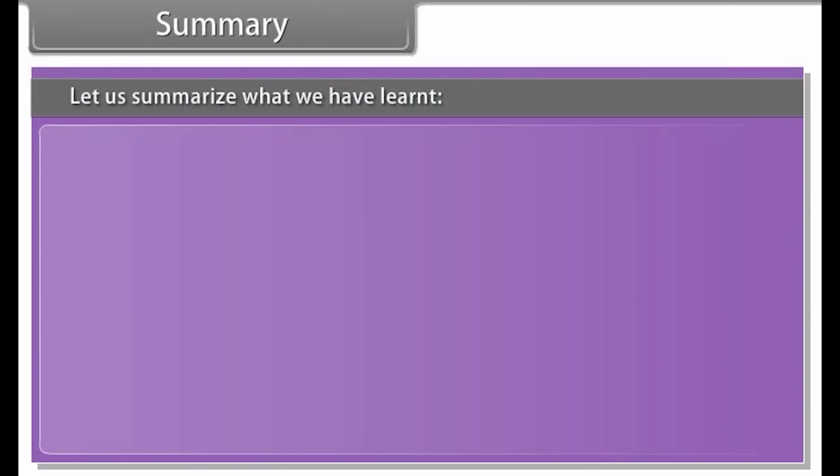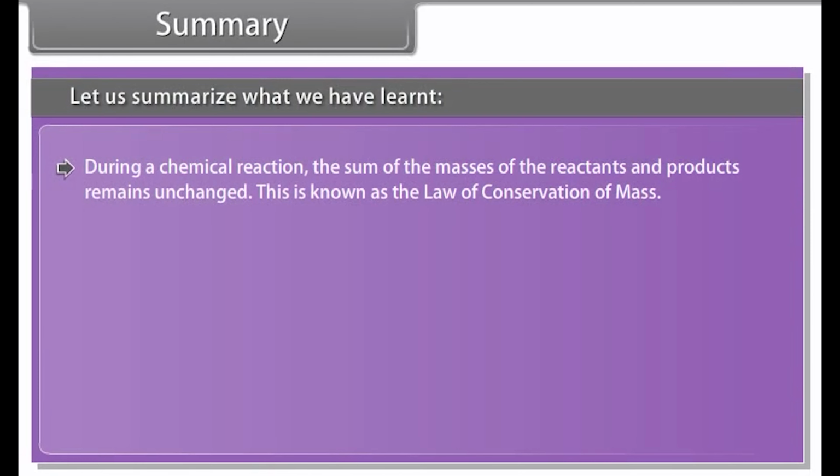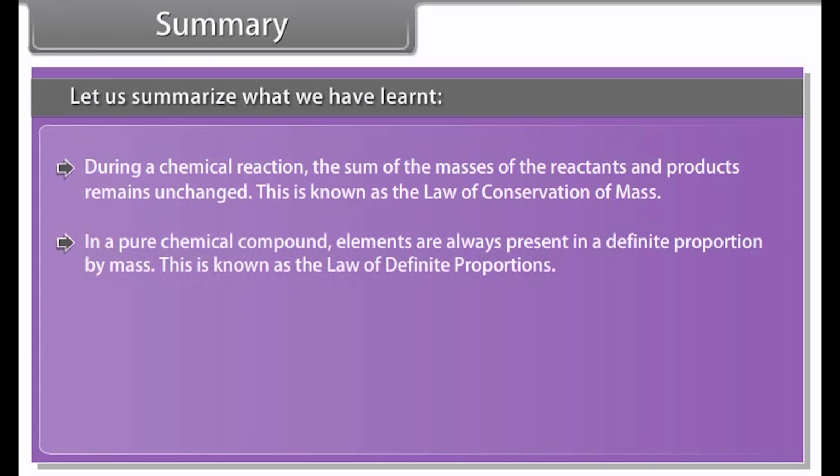Let us summarize what we have learned. During a chemical reaction, the sum of the masses of the reactants and products remains unchanged. This is known as the law of conservation of mass. In a pure chemical compound, elements are always present in a definite proportion by mass. This is known as the law of definite proportions.